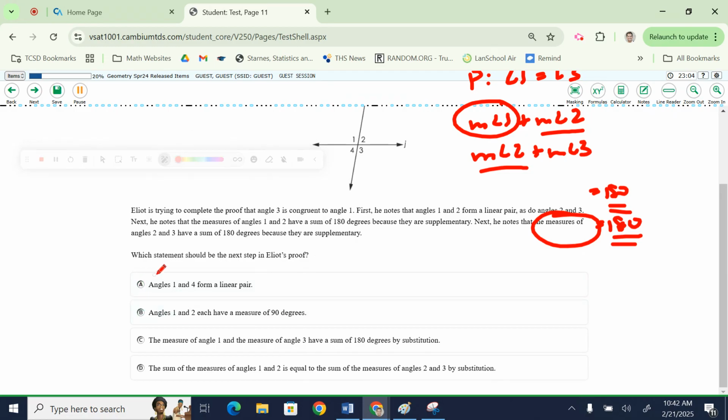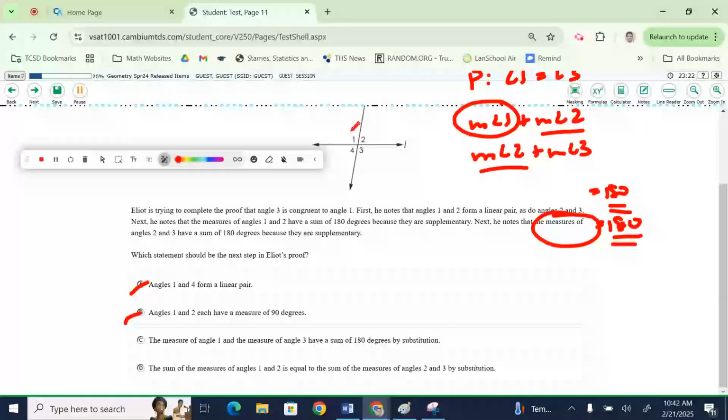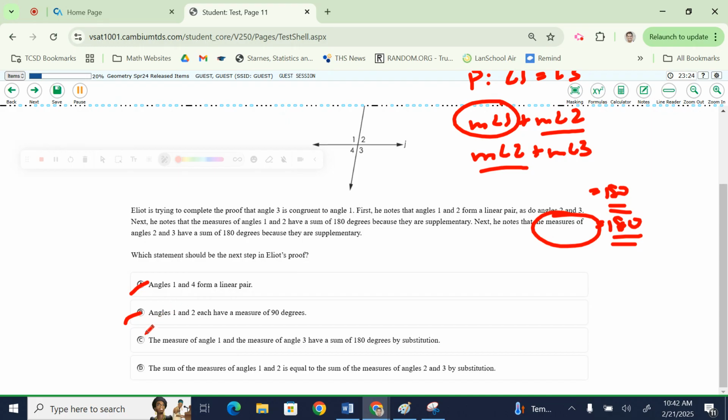Okay, so angles 1 and 2 each have a measure of 90. I don't think we know that. Just because they add up to 180 doesn't mean they have a measure of 90 each. The measure of angle 1 and the measure of angle 3 have a sum of 180 by substitution. Well, if I look here, angle 1 and 3 are not a linear pair, right? They're not going to have a sum of 180, unless they're both right angles, but we don't know that.